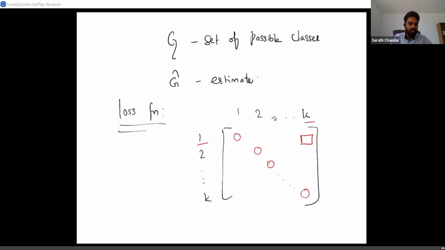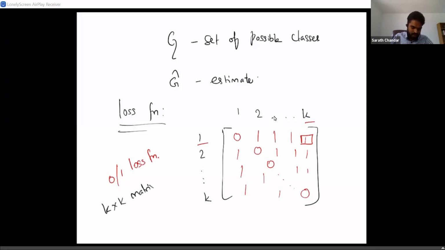The most common loss function that people use is the 0-1 loss function, which basically says you get 0 if your predictions are correct. If your predictions are wrong, for example, you predict class 1 as class 2, or class 1 as class 3, then you're going to get a loss of 1. So this is basically a K cross K matrix, where K is the cardinality of the set G, the total number of classes that we have.